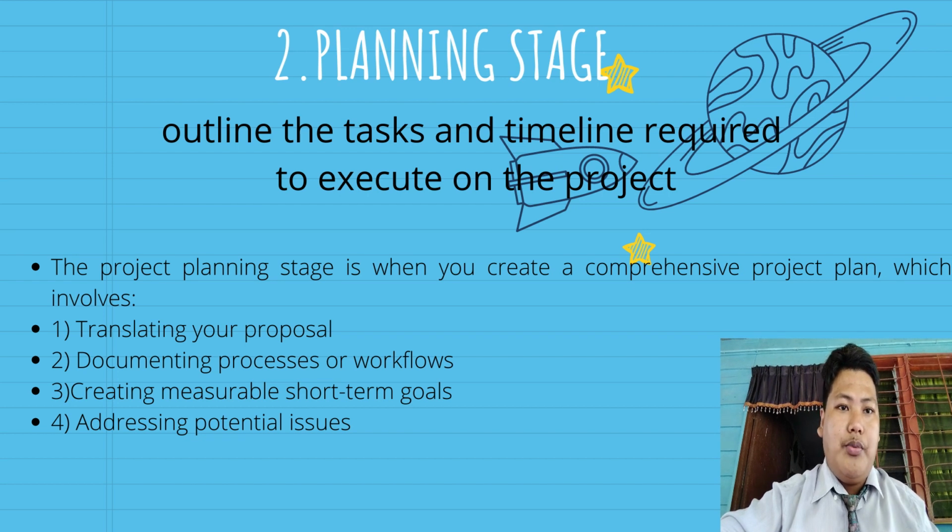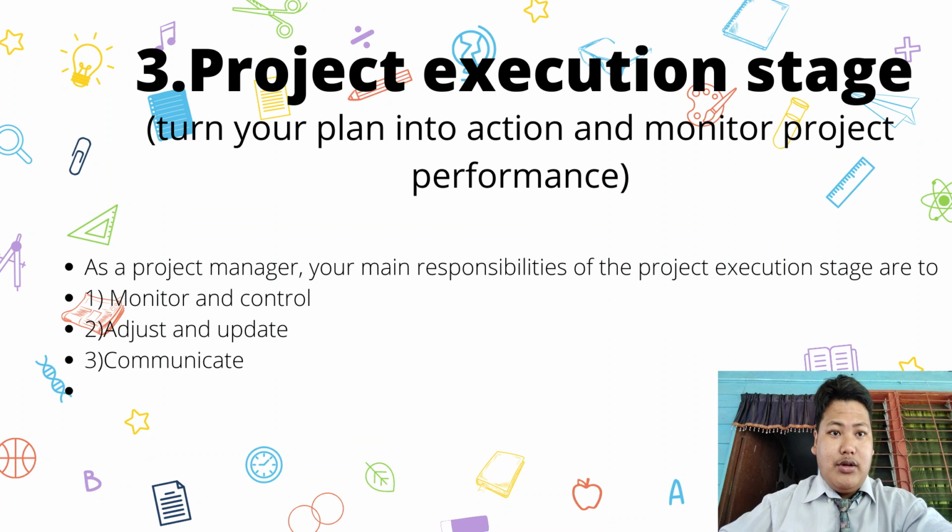Documenting the process of workflows that your team will use. Creating measurable short-term goals from high-level project goals. Addressing potential issues that could derail your roadmap. This project plan will be the source of truth for your team when any questions, conflicts, or issues arise throughout the project. The third stage of the project life cycle is the project execution stage.